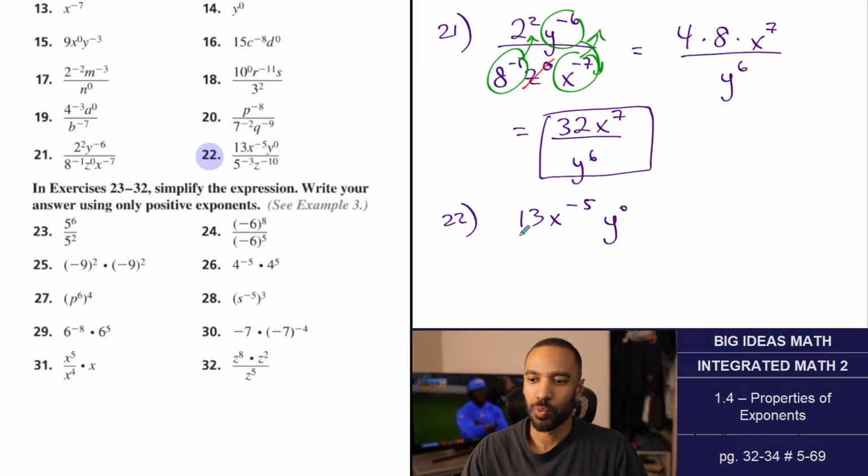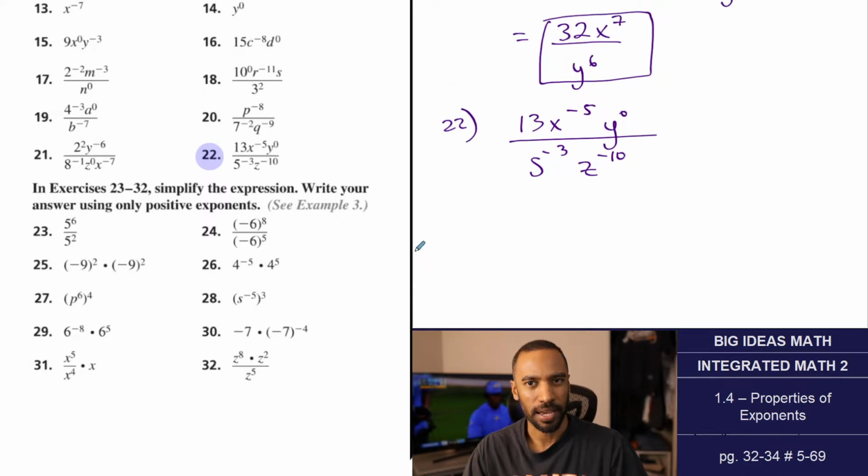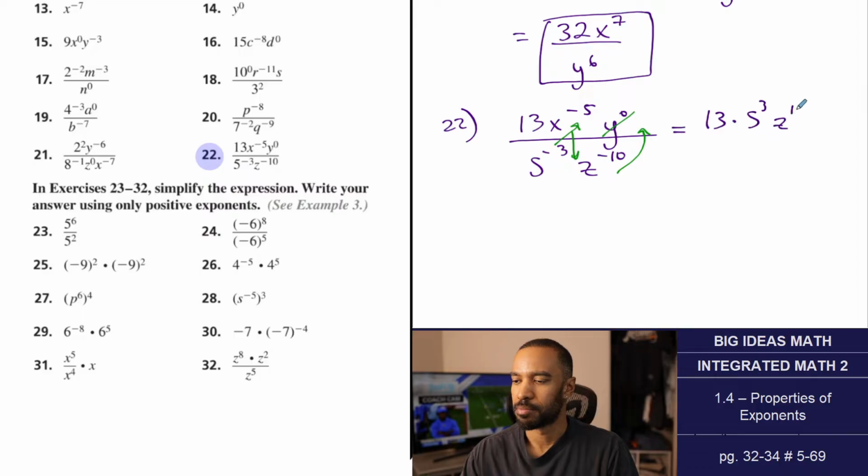Now, I will use this one as an opportunity to do things a little more in my head, because down the line you'll probably see me do that more. I'll still draw little arrows, go up, down, and cancel, but most of it's in my head anyway. So 13 is still up there. 5 cubed comes on up. Z to the 10th comes on up, and x to the 5th goes down below.